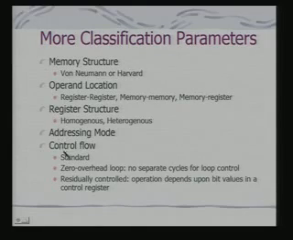Addressing modes, control flow, because there can be standard control flow, or if you are bringing in some of the DSP features, you may have zero overhead loop as a control flow feature in the architecture itself. Okay? And so there need not be separate cycles for loop control. Also, there will be residual control, in the sense that operation depends upon bit values in a control register. Say for example, with ARM, if you set the thumb bit, the instructions or operations are 16-bit.